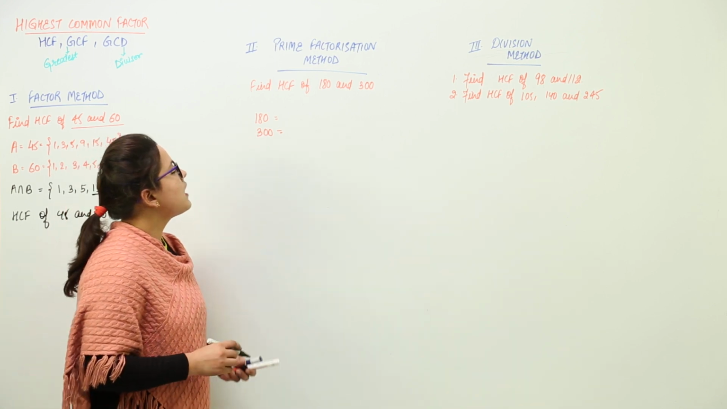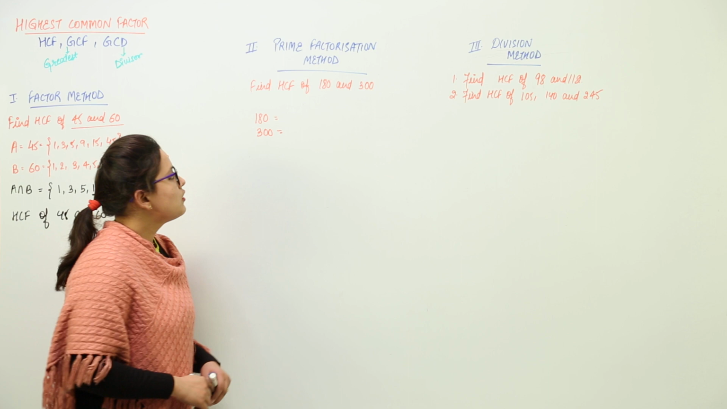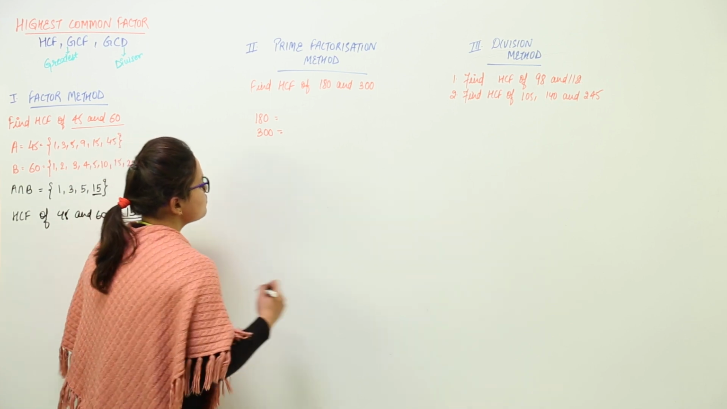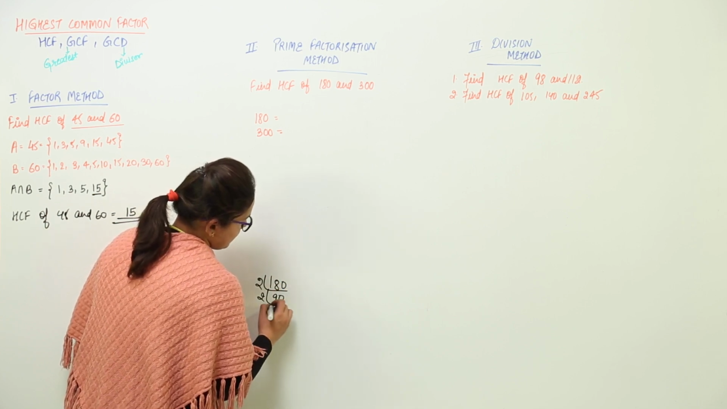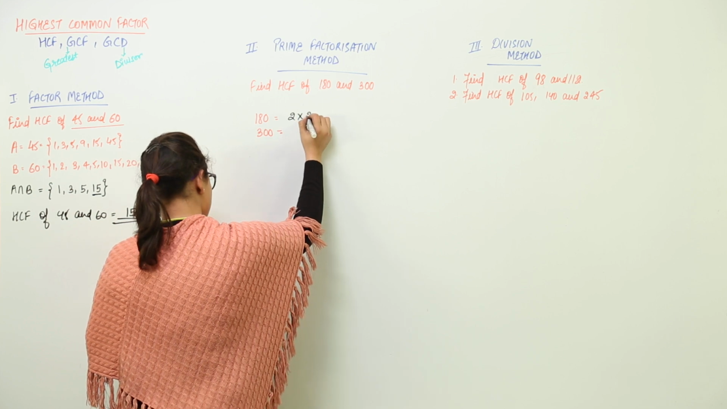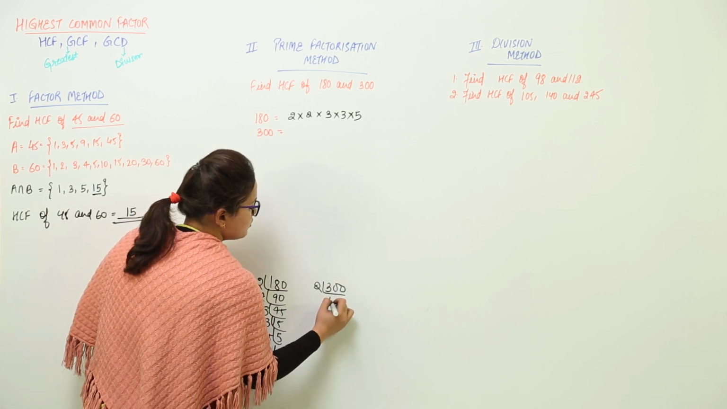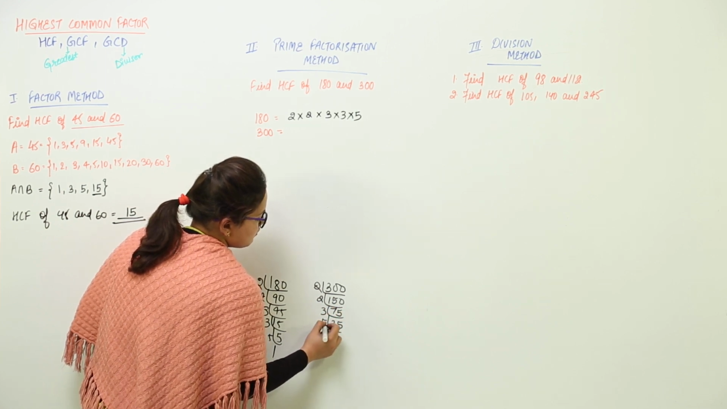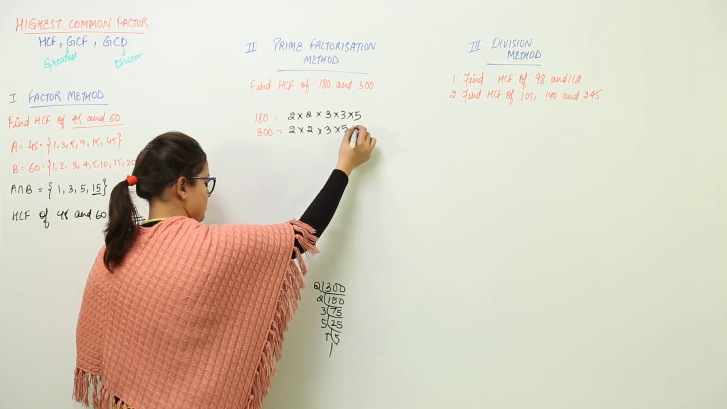Moving to the next method, we have the prime factorization method. Here we have to find the HCF of 180 and 300. For this method, all we have to do is the prime factorization of both the numbers. So we will write the factors of both, 180 and 300. 2 9s are 18, 2 45, 3 15, 3 5. And we have got the factors for 180, that is 2 into 2 into 3 into 3 into 5. Similarly for 300 we will find the factors: 150, 2 75, 3 25, 5 5. So we get 2 into 2 into 3 into 5 into 5.